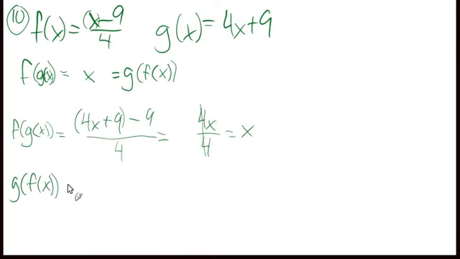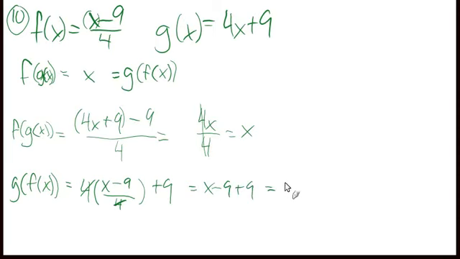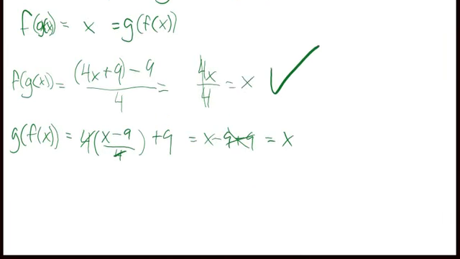g of f of x is equal to, so here's g, that's 4 times x plus 9, but again, not x, but x minus 9 over 4, that's f of x in there. We cancel out the 4's, we're left with x minus 9 plus 9, and that's just x. These guys cancel each other out. So they are inverses, and our job here is done.